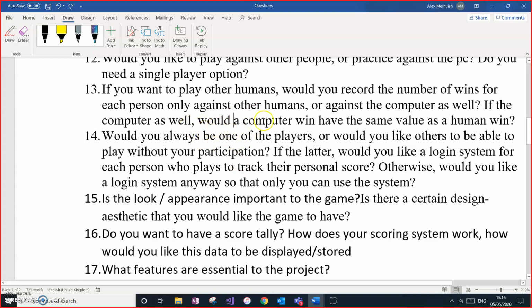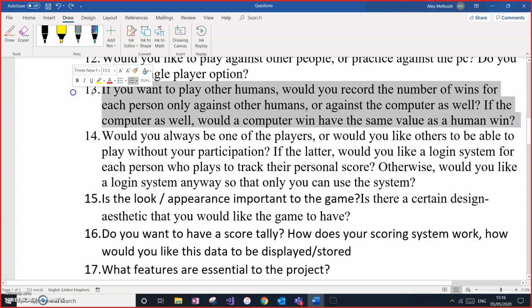Well, I've lost the question now. Where did it go? Yes, it's here, isn't it? So it's this question here. So my answer to this question is yes, the computer win is equal to that of a human win. And the scoring system could become quite complex.